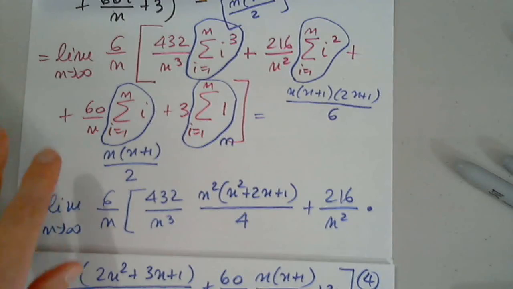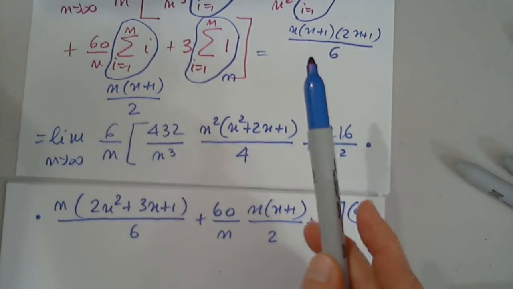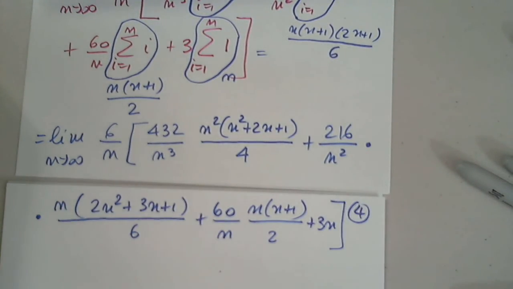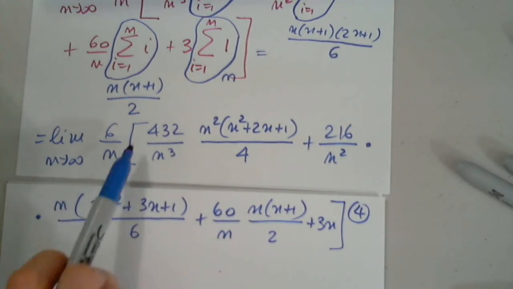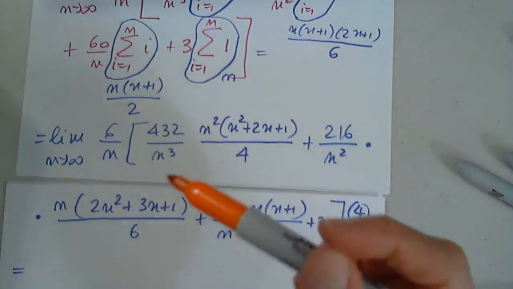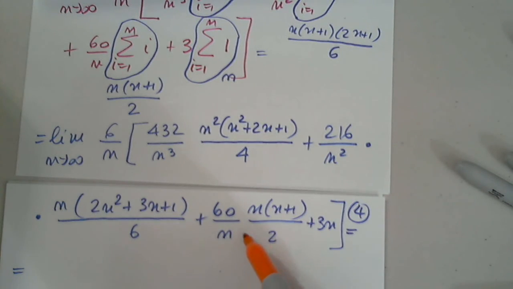So what happened just now, I replaced all the sigma notations with the identities that we looked at last time. And now I'm trying to simplify everything in brackets and then apply the limit. Okay, so let's see what we can do here. 216, that was 36. Yes, so I can simplify by 2.